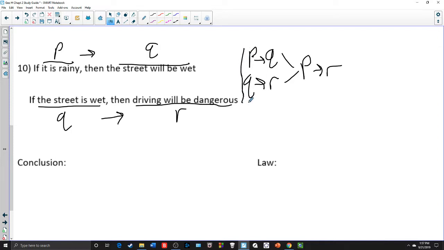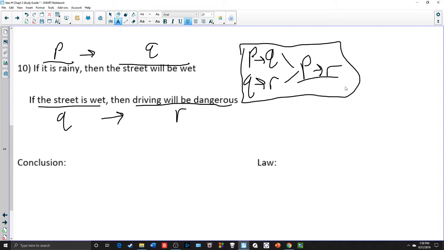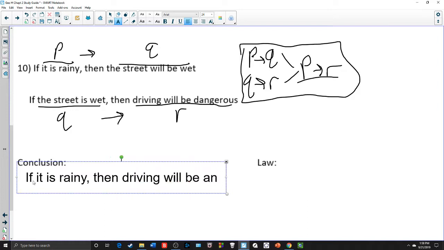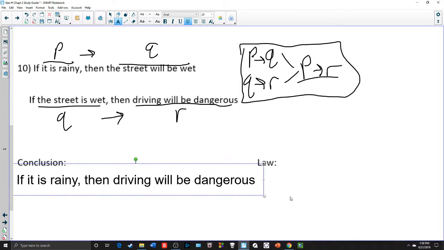So any one of these three conclusions is valid. Our conclusion would be this one right here, because if we said this or this, that would just be restating a statement they already gave us. That wouldn't really be drawing a conclusion. So we want to get the one that's a little bit harder to deduce, which is the transitive one. And we can conclude that if it is rainy, then driving will be dangerous. So that would be our conclusion in this case.